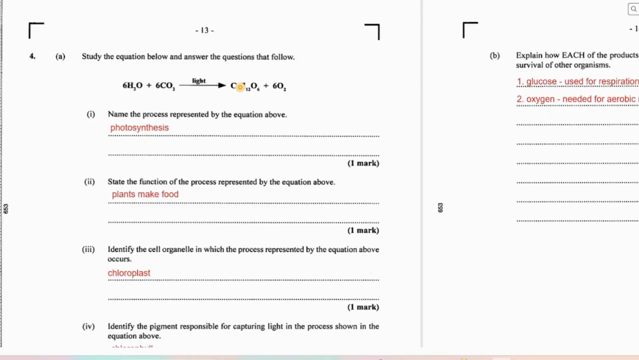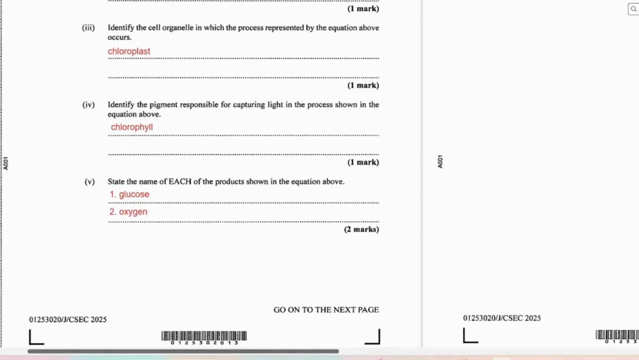So 2, state the function of the process represented by the equation above. This is the process where plants make their own food. 3, identify the cell organelle in which the process represented by the equation above occurs. This process of photosynthesis occurs in the chloroplast.